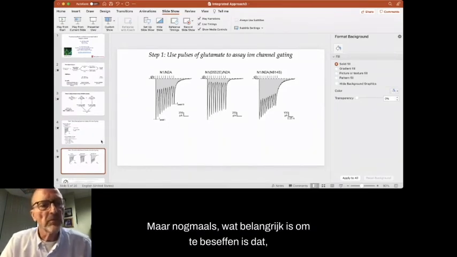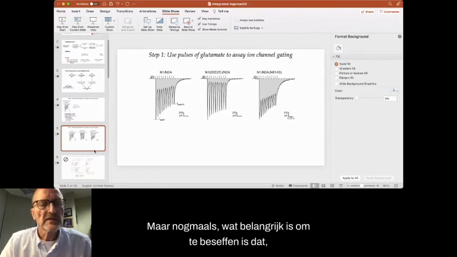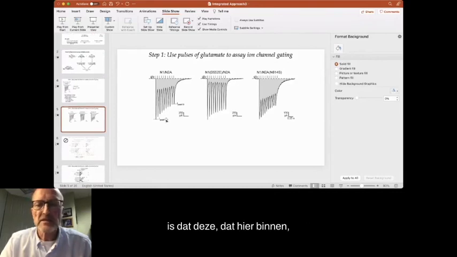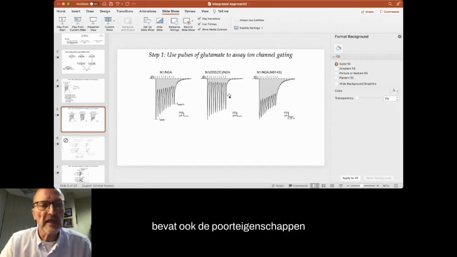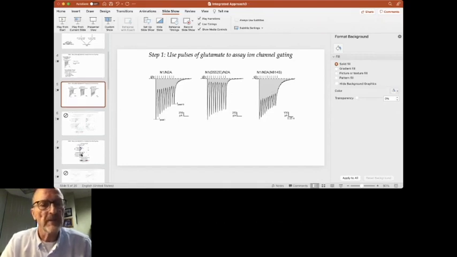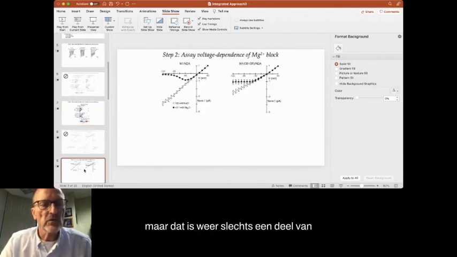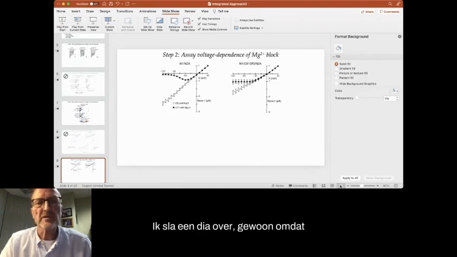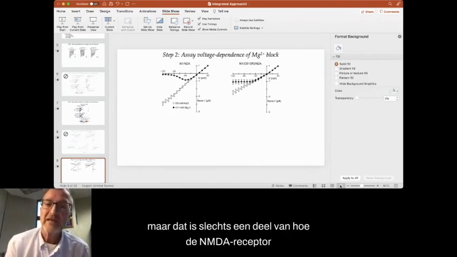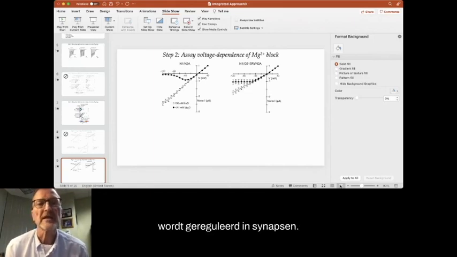What's important to realize is that the integral term contains a lot of information, including the gating properties as well as relative membrane expression. But that is only part of how the NMDA receptor is regulated at synapses. I'm going to skip a slide because I'm jumping in and out here.